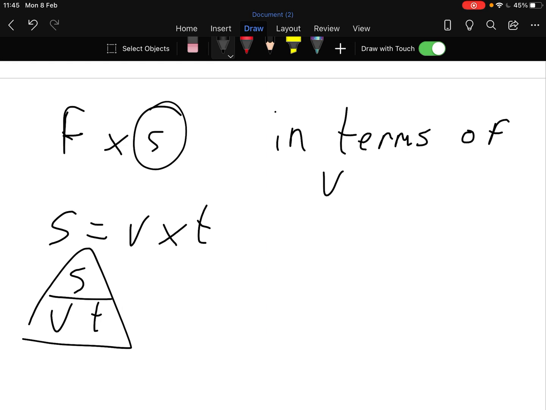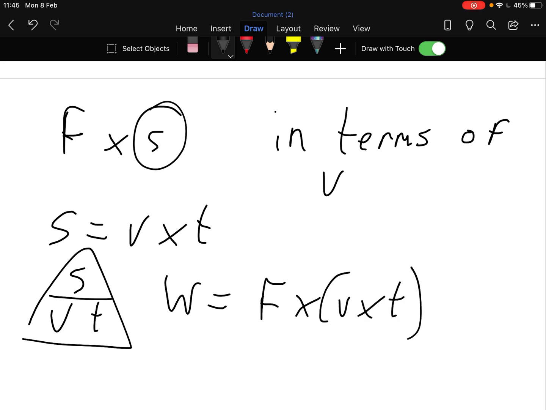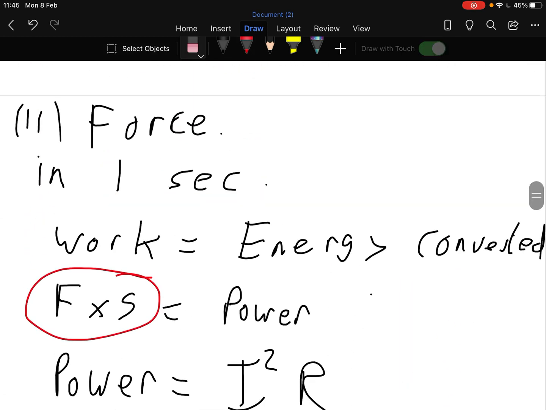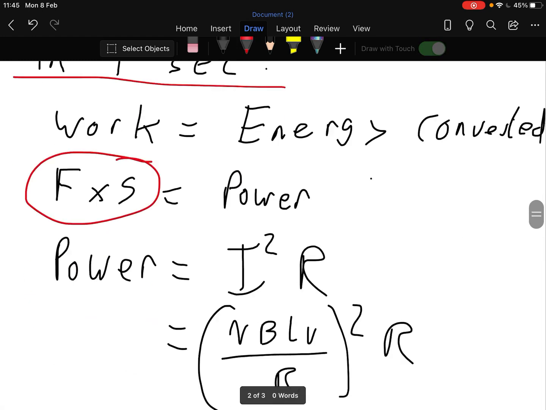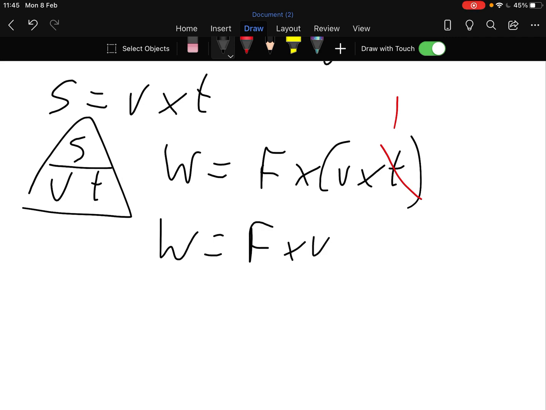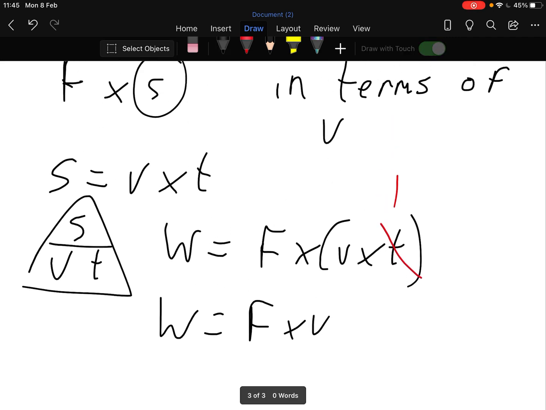Okay? So therefore, work done can be rewritten as force times V times T. Now we said at the very start, the force in 1 second here. So the force in 1 second. So therefore, this equals 1. So therefore, work done equals force times velocity. So our work done here is equal to force times velocity. So what does that mean for our overall question then?